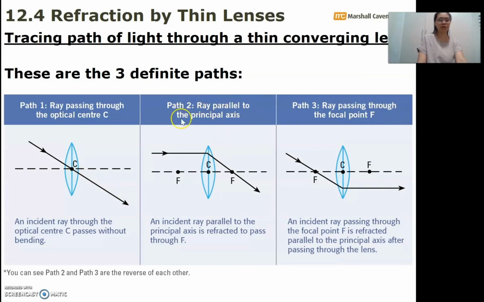Path 2. The ray parallel to the principal axis. This incident ray would be refracted or bent to pass through the principal focus or focal point represented by capital F. Path 3. If the ray passes through the focal point F, such an incident ray is refracted parallel to the principal axis after passing through the lens. And if you look closely, you can see that path 2 and path 3 are actually just the reverse of each other.